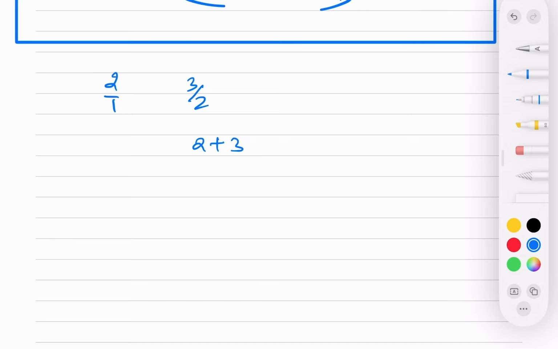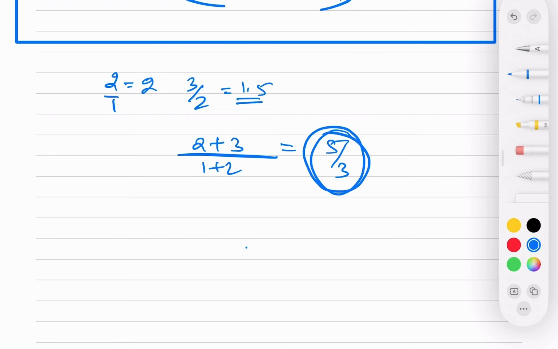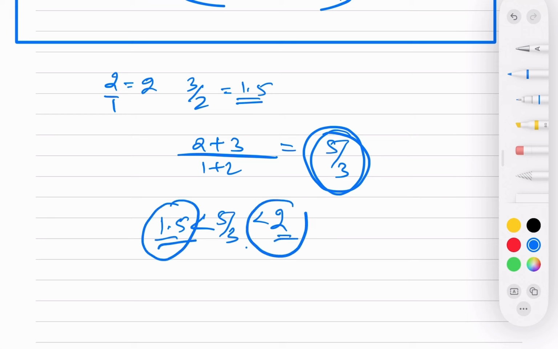So you know that 2/3, 1 plus 2, how much? 5/3. Correct. So you know that this is 2 and this is 1.5. So you know this is what? 1 point this, right? So this 5/3 is lower than 2 but is greater than 1.5. क्या बात समझ में आ रही है? Are you understanding it, everyone? Are you getting it?